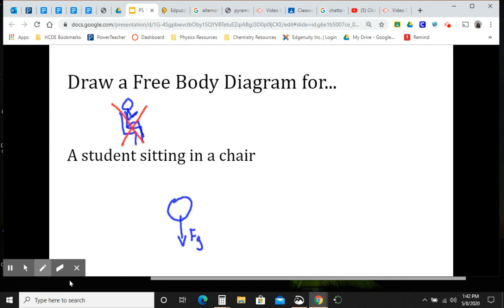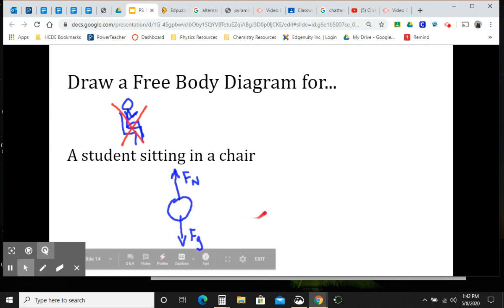We also have the chair pushing up, right? We kind of already talked about this example. That would be our normal force. So that is Fn for normal force. This doesn't say anything about sliding or moving back and forth or any ropes, so I think we're good with that. Okay, so let's go on to our next one.